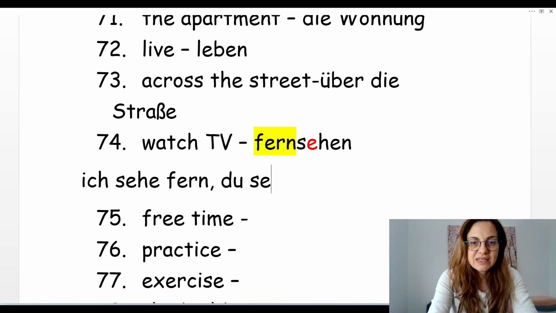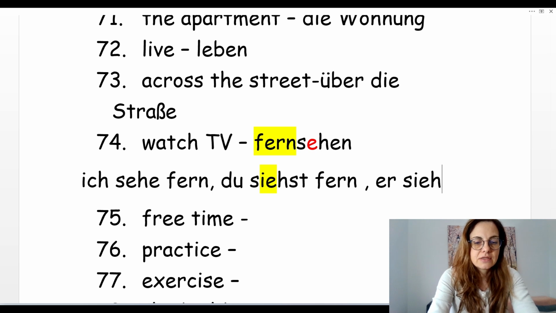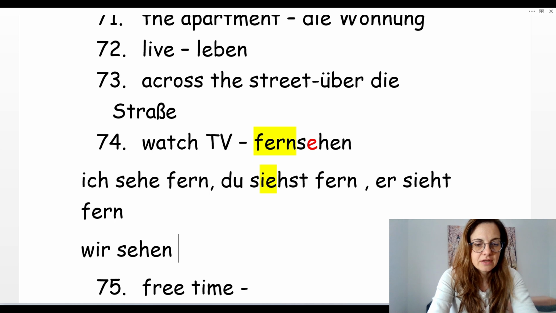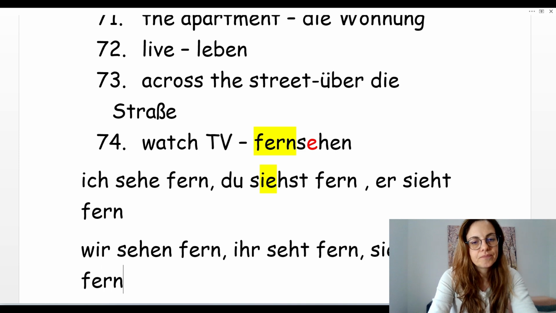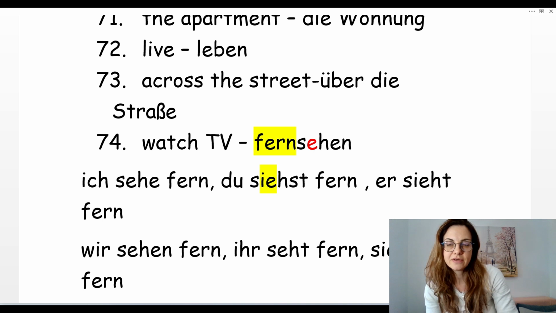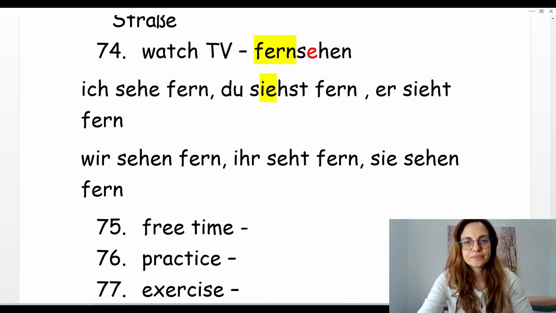But you watch TV, du siehst fern. So it's not du siehst, sondern du siehst fern. Er sieht fern. Wir sehen fern. Ihr seht fern, sie sehen fern.